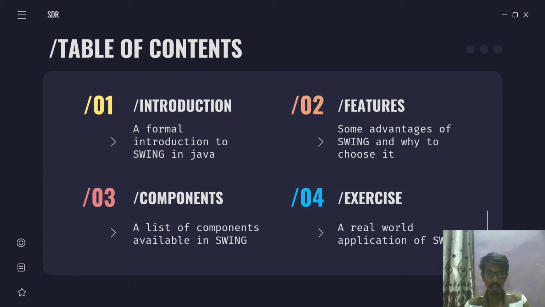In this video, we are going to see four important things. First is the introduction to Swing, that is a formal introduction to Swing in Java. Then we are going to see the features or the advantages of Swing and why we are choosing it to make applications with it. And next we are going to see about the components that are available in Swing. And at last we are going to see a real world application of a Swing program.